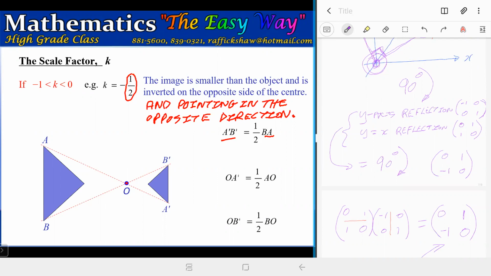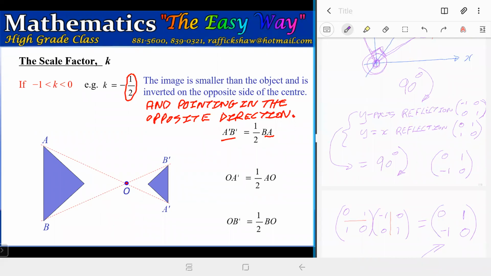So if a question asks you, and I give you a diagram, and you just look at the diagram and you see that the image and the object point in the opposite direction, and I also see the center in them, and the question is, why is the scale factor negative? Easy. The scale factor is negative because the object and the image are pointing in opposite directions, and you can say the image is inverted. Give them the fancy word. The image is inverted on the opposite side of the center. Same thing that I write here, that's what you write on the exam paper, and you're good.